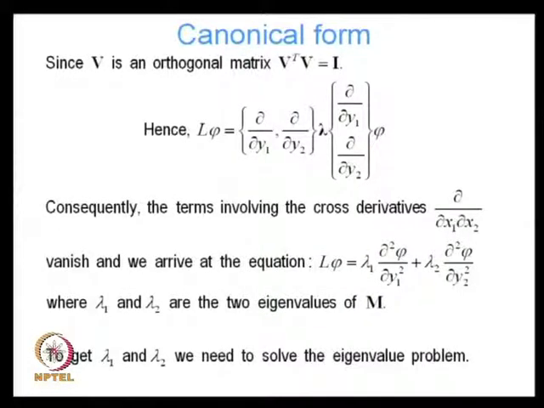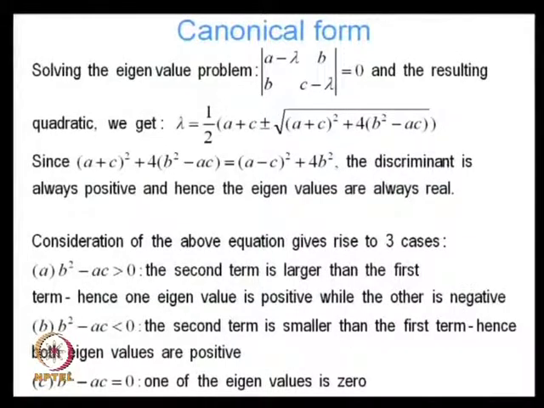However, we still need to find lambda 1 and lambda 2. Well, that's easy enough, because we solve the 2 by 2 eigenvalue problem to find lambda. This is my eigenvalue problem: determinant of A minus lambda B, B C minus lambda, equal to 0. As a result, we get a polynomial. In this case, since it's a 2 by 2, the polynomial is a quadratic. We solve for lambda, and we get that equation in terms of A and C.